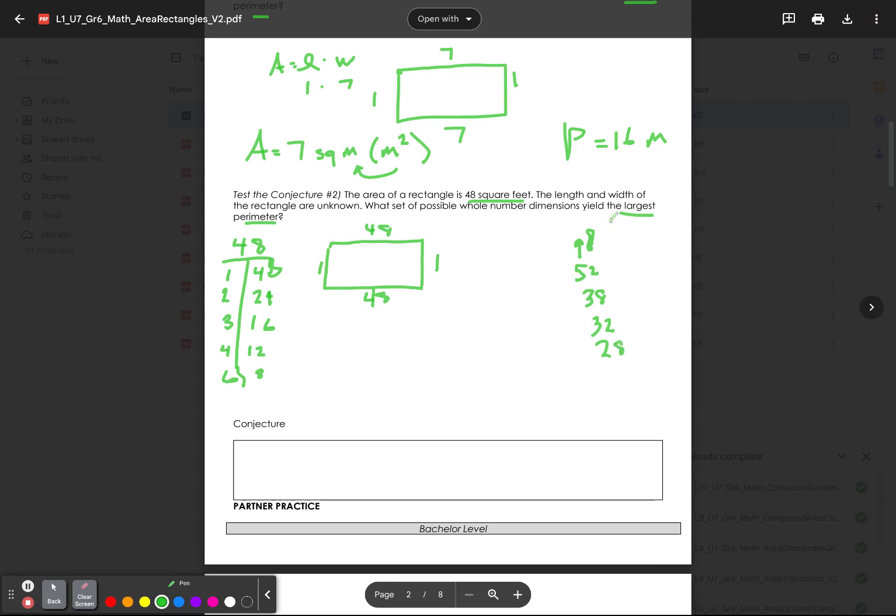So the largest perimeter would be 98, which corresponds to our dimensions of 1 by 48. Now let's take a look at our partner practice.